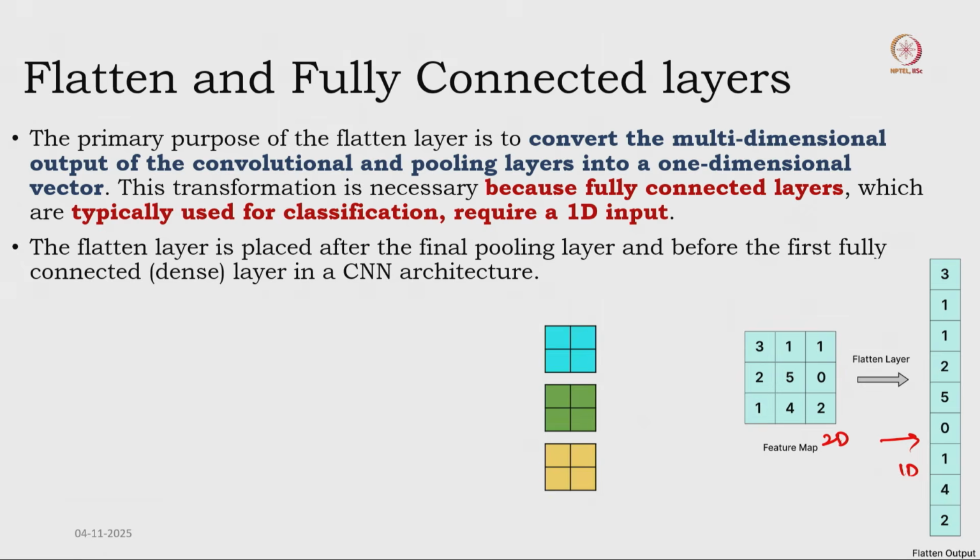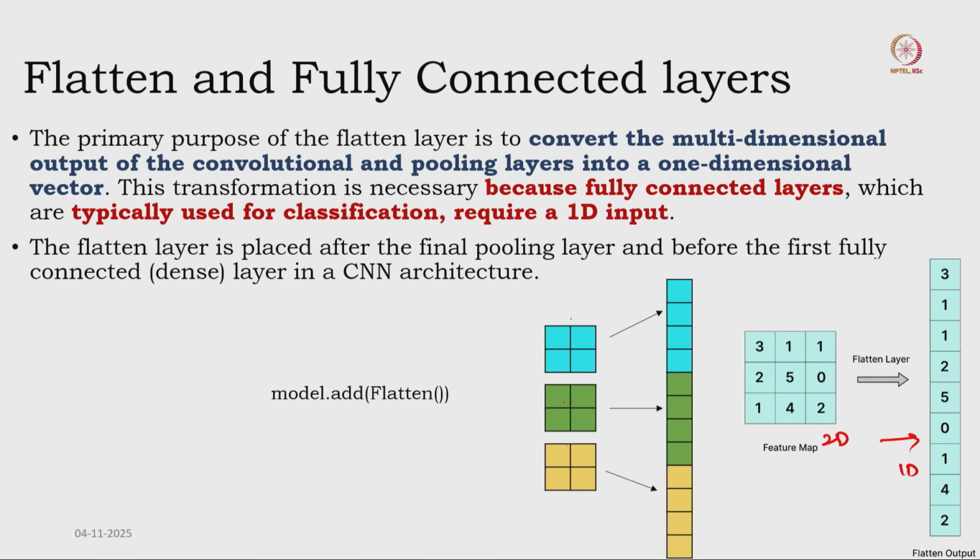Here you have only one feature map. What if you have multiple such feature maps? See, there are 3 such feature maps. So, you will convert the flattened layer this way. And how do you write the code? You will just call the function flatten.